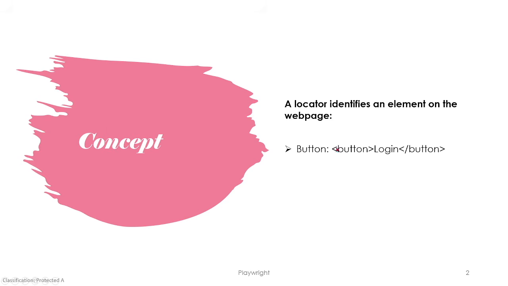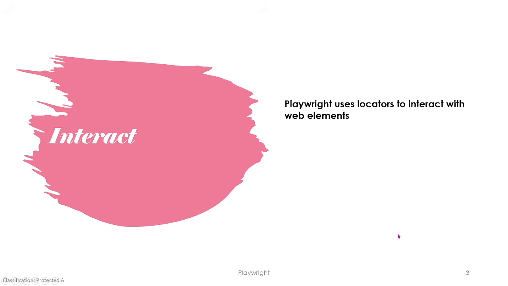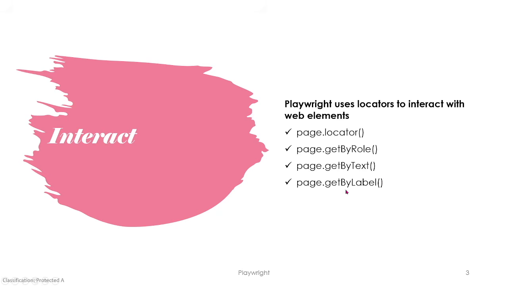Like a button, this is a button on the web page, the login button. Input, this is an input text box. Link, this is a link in the web page. Playwright uses locators to interact with the web elements. Use page.locator, page.getByRole, page.getByText, page.getByLabel.